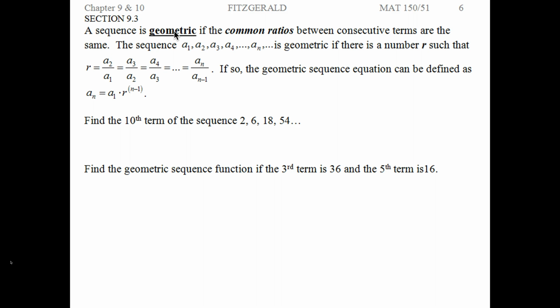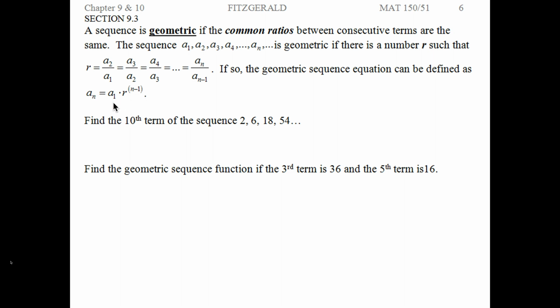Now, if a sequence has a common ratio between terms, which means you take the second term divided by the first, third divided by the second, fourth divided by the preceding third. It's always the term before it. So if I had the sixth term, I divide it by the fifth term. If these ratios are always equal to each other, that's your common ratio, your r. And if you have that, then you can write your geometric sequence function as a sub n equals the first term times r to the n minus 1 power.